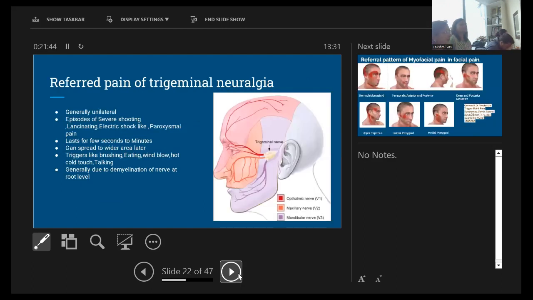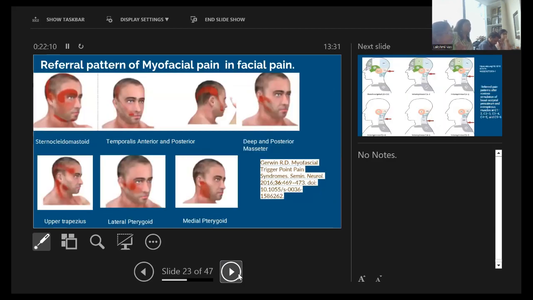So where do the patients feel the pain when there is trigeminal neuralgia? Depending upon the division, V1, V2, and V3. It is generally unilateral. Episodes of severe shooting, lancinating, electric shock-like paroxysmal pain last for a few seconds to minutes, and can spread to a wider area later. There are trigger points like brushing, eating, wind blow, hot or cold touch, or even speaking, generally due to demyelination of the nerve at the root level.